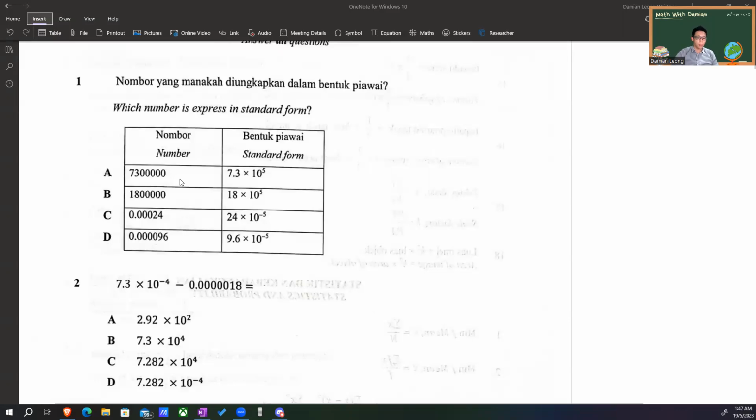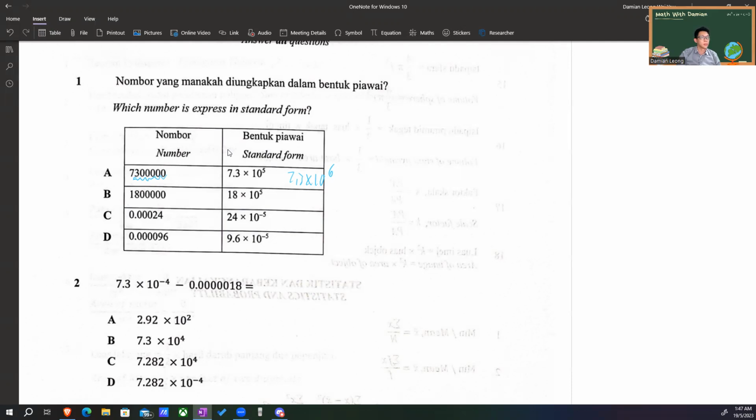Okay, so we compare each of these. Basically, we want to convert each of these to the standard form. So I look at how many place values I need to shift it to the left. If you look at the first one, you shift it 1, 2, 3, 4, 5, 6. If I shift it 6 times, that means it is 7.3 times 10 to the power 6 instead of times 10 to the power 5.